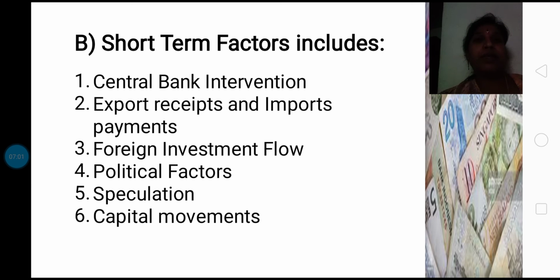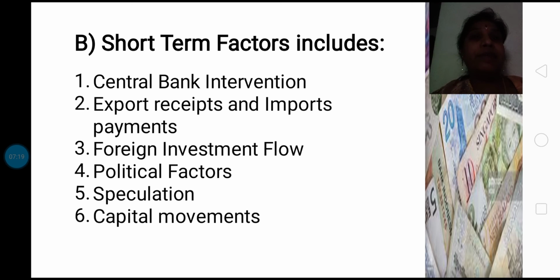Now, coming to the short-term factors. The first factor is central bank intervention. How central bank will intervene in determining the exchange rate. We have already discussed this in the previous sessions.